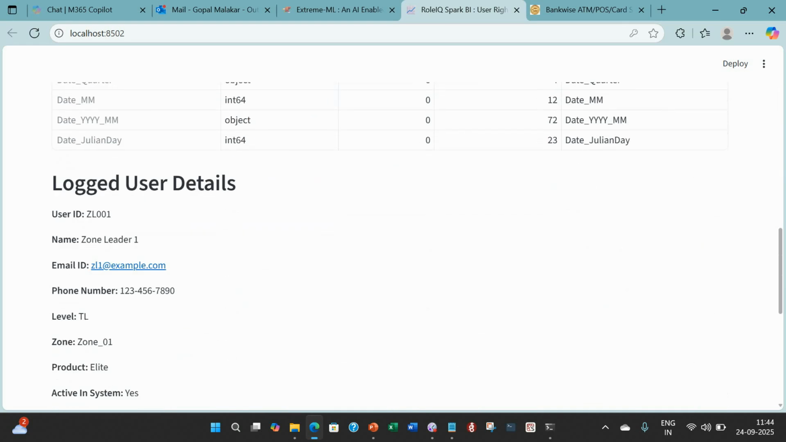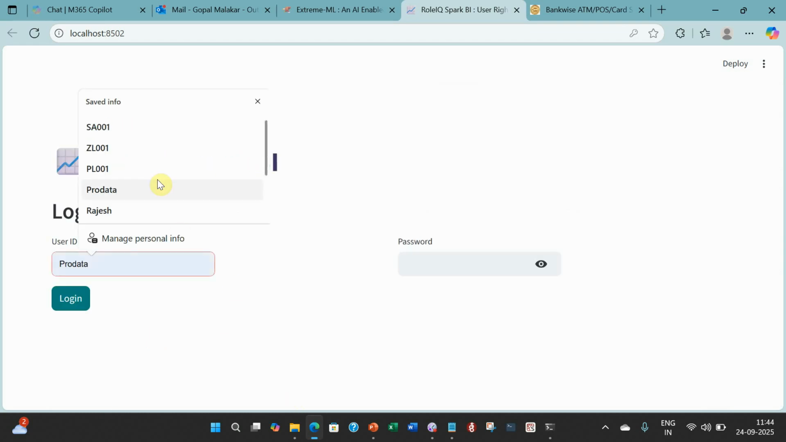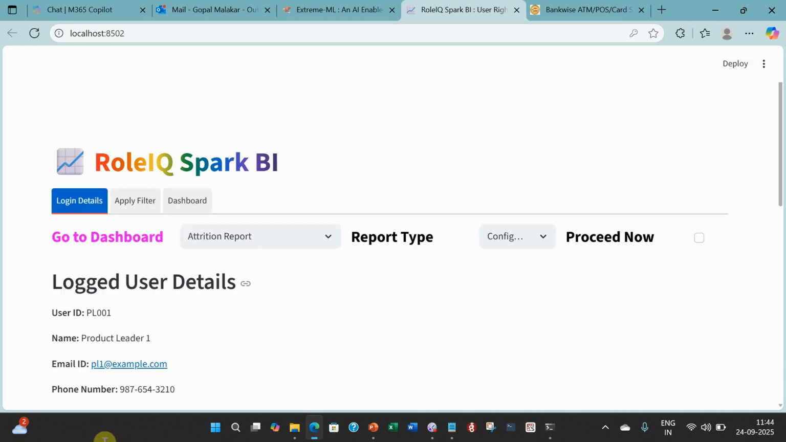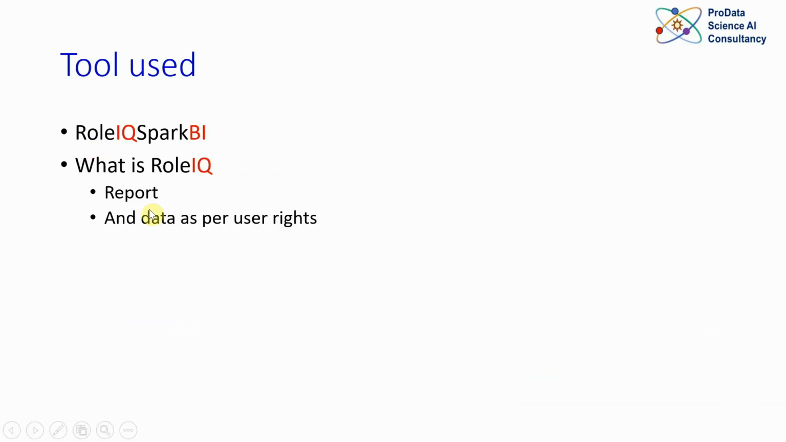Similarly, if I log in using another ID, you will see that the person can see altogether different reports, because what report and what data you see depends on your user rights. Here are two different reports, and essentially this person is seeing almost one-sixth of the data. So that is Role IQ. Role IQ means what report and what data you will see is as per the user rights.